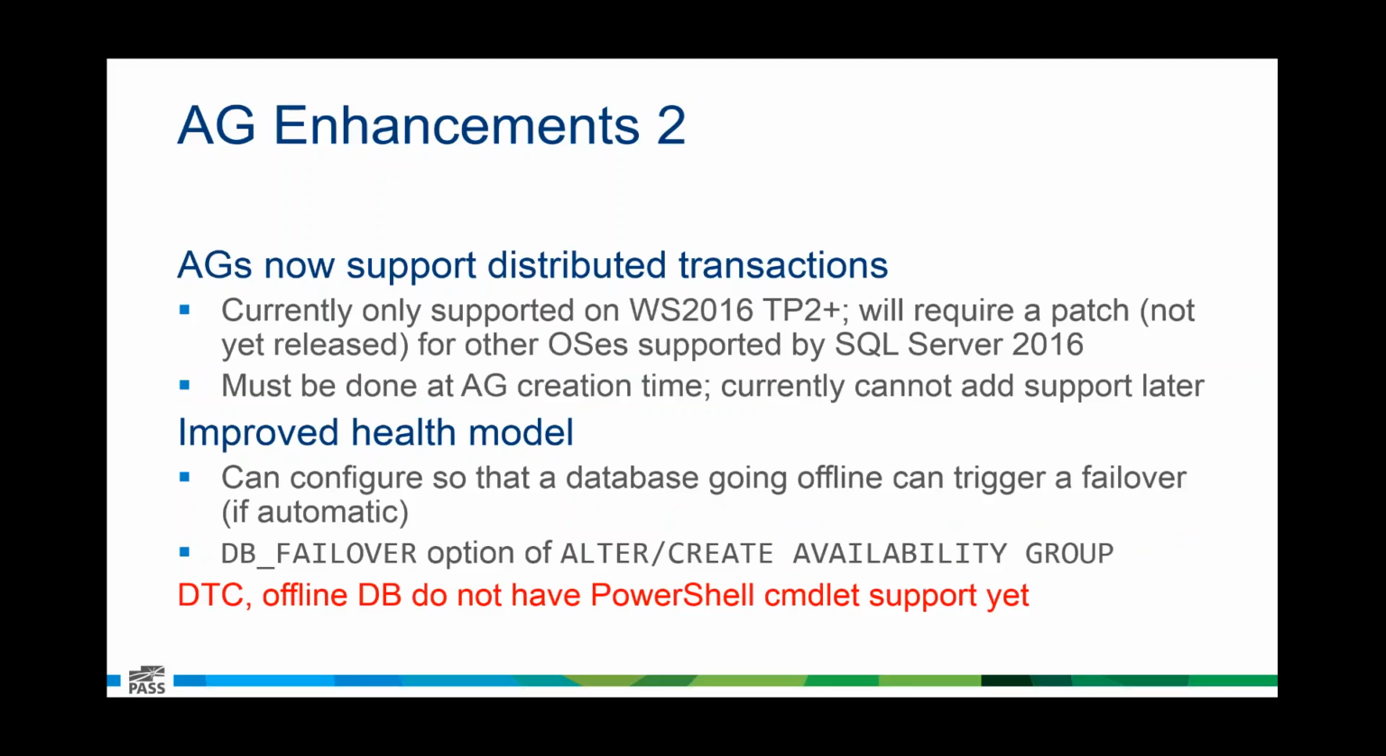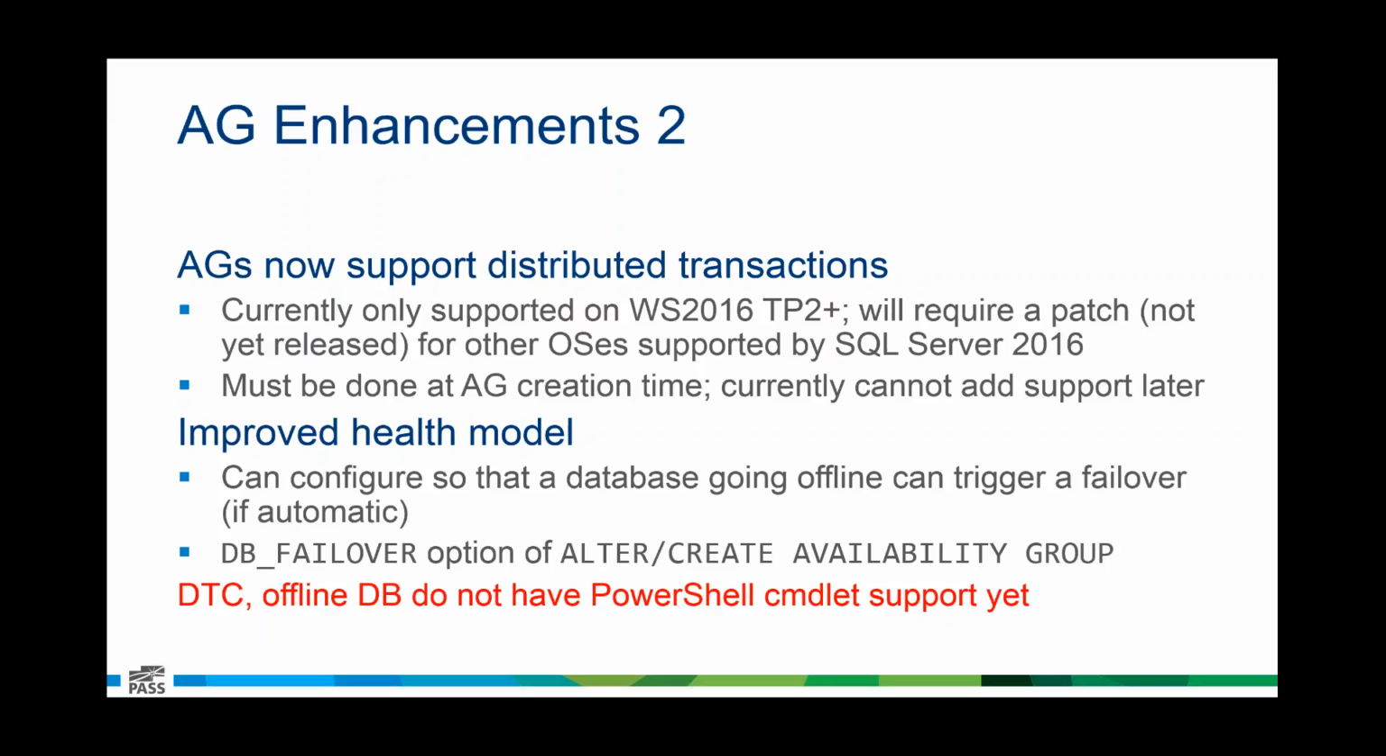Another huge one that basically killed a lot of AG deployments for me is that SQL Server 2016 finally supports distributed transactions as part of an availability group. However, the big caveat here is you've got to do it when you configure your availability group. Otherwise, you're going to have to basically tear down your AG and recreate it. It's not an afterthought. But if you're using distributed transactions, you can now properly use availability groups with no caveats of, well, it should work most of the time, but in failover, you might get in trouble.